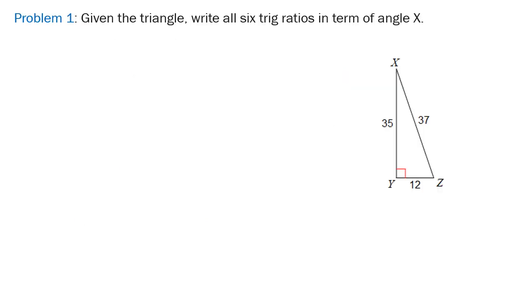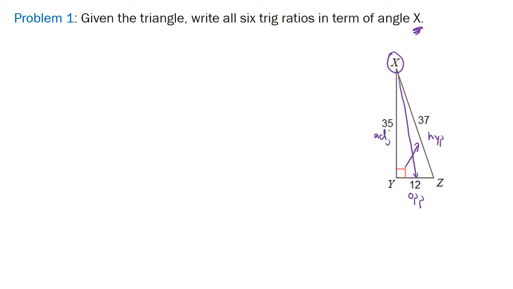Given the triangle, write all 6 trig ratios in terms of angle x. So here is angle x, which means if we're going to start labeling our triangle, start off at the 90-degree angle, draw a line through the center, and the side you hit is your hypotenuse. Then start at the angle we're talking about, which is angle x, draw a line through the center of your triangle, the side that you hit is the opposite side, and the last side is the adjacent side.